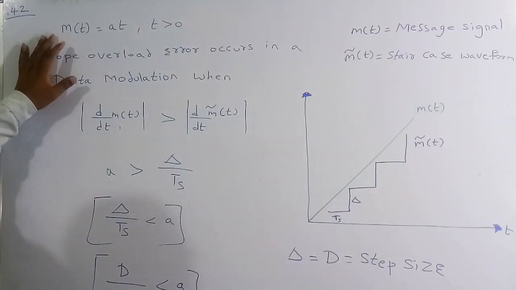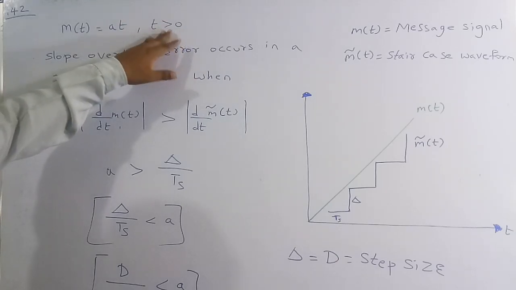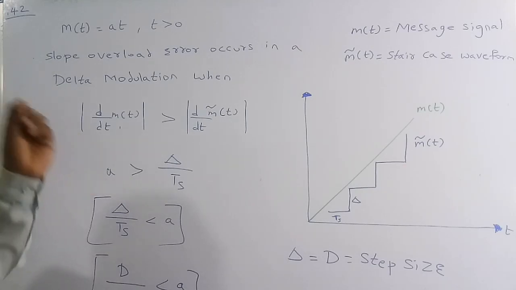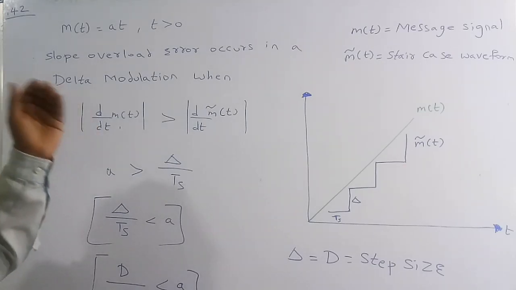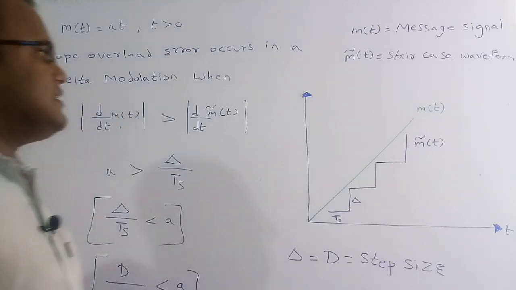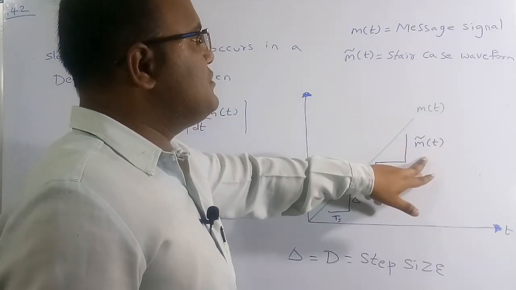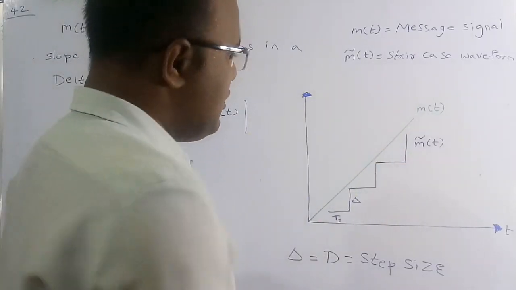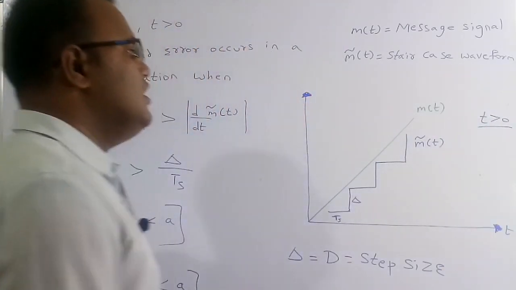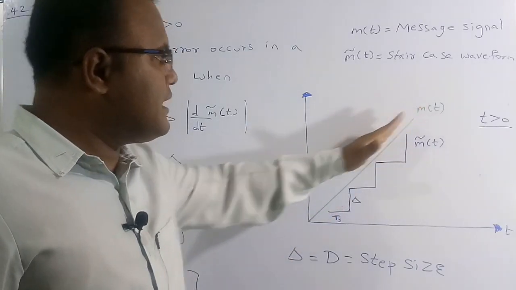In this question they are given that the message signal is equal to At for t greater than 0. This is the waveform of the message signal. They are asking under what condition slope overload occurs in delta modulation. See the graph here: m of t is the message signal and m cap of t is called the staircase waveform. For t greater than 0 we are going to analyze these waveforms. Here m of t is equal to A into t, which means it is a ramp waveform.